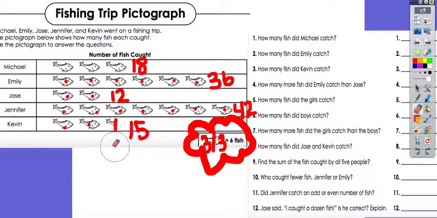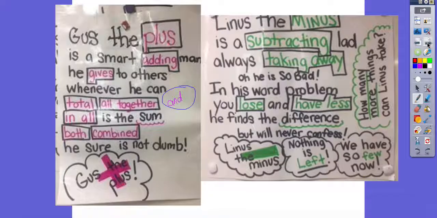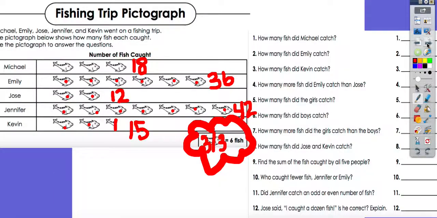All right, let's use our numbers to answer some questions. Now, our questions are either going to ask us to read the graph, just read it, or it might ask us to add and subtract. Remember, guess the plus, minus the minus. Adding gives total, altogether, in all, both, combined, and those tell us to add. Minus the minus: lose, have less, take away, nothing is left, we have so few, how many more. Okay, so let's look at a few.